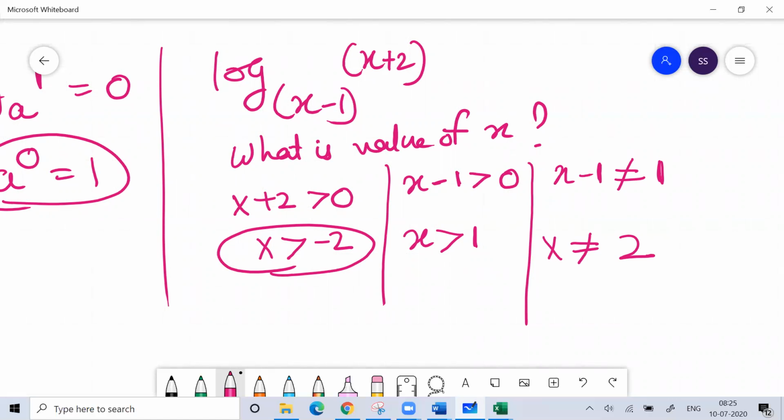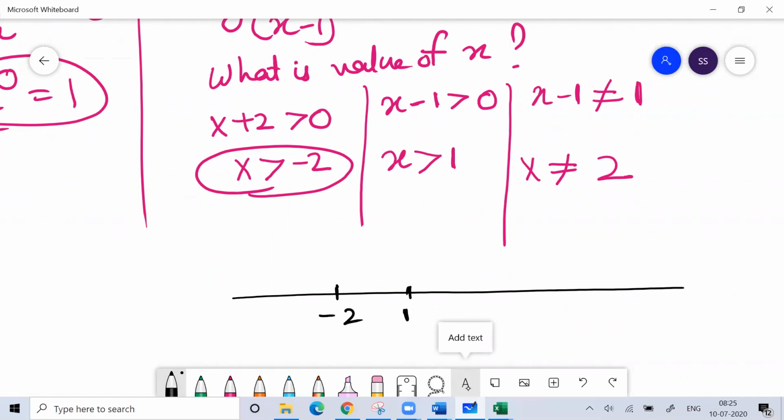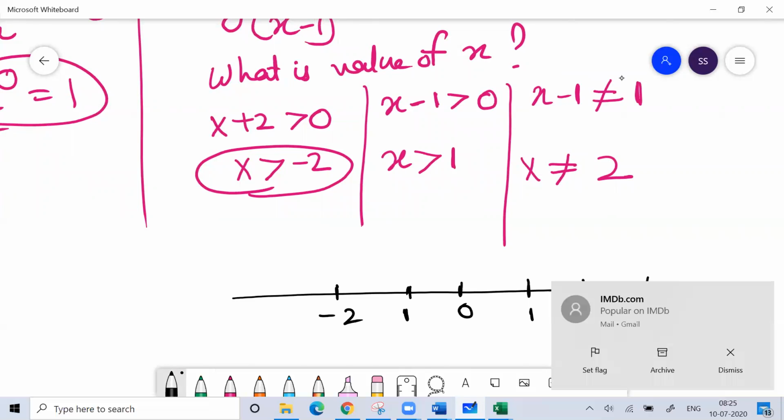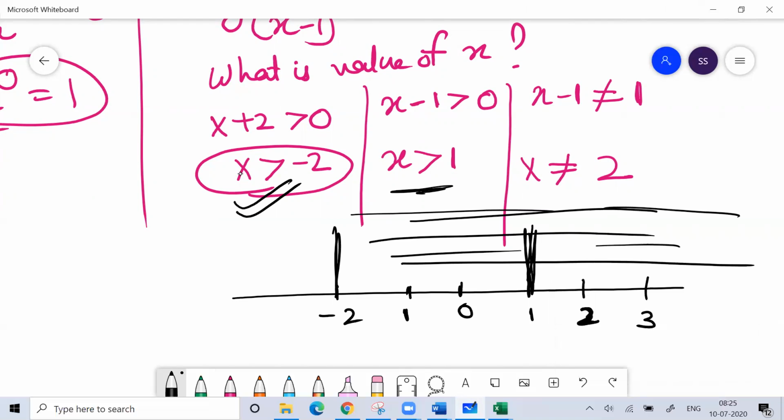So now if I try to understand what value of x can be, if this is a real number, on the number line, minus 2, minus 1, 0, 1, 2, 3, something like this. The value of x should satisfy all conditions. Here it says that x should be greater than 2. That is what it is saying. This is greater than 2, all values greater than 2.